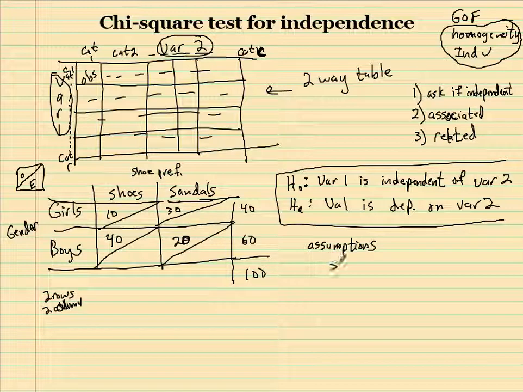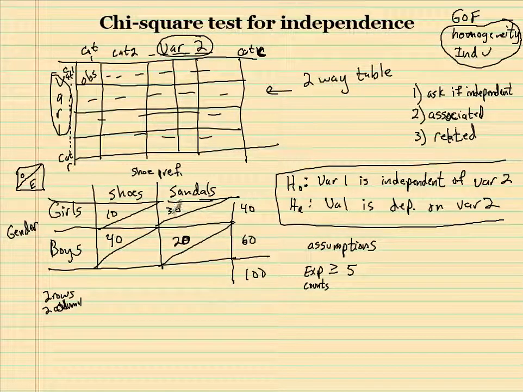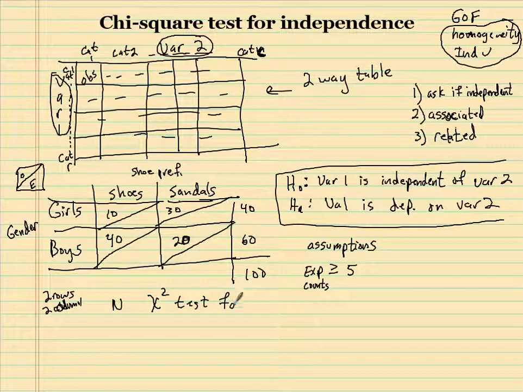For the assumptions, all we need is that the expected counts for all cells are greater than or equal to 5. We're not actually going to take a sample and say something about the population, so we don't necessarily have to have an SRS in this case. Next would be naming the test. Let's name the test first. So this would be a chi-squared test for independence.